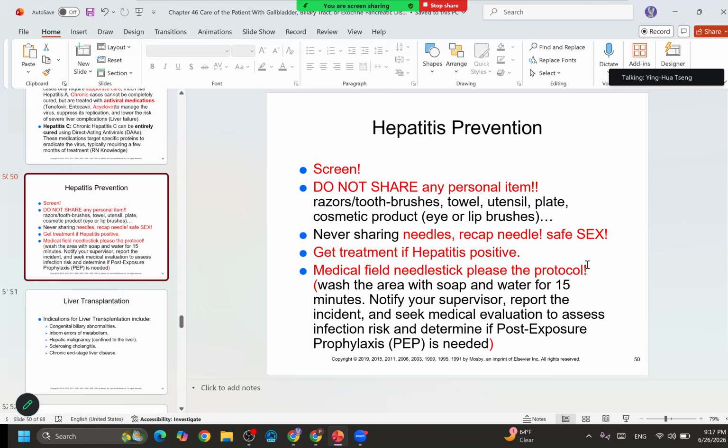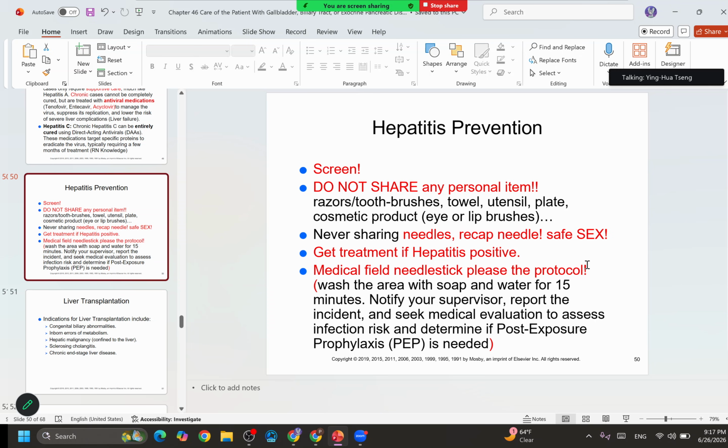So get treatment if hepatitis is positive. That means when you show positive, get treatment right away. Especially hepatitis A and C are treatable right now, no problem. Hepatitis B maybe not, and C maybe not. Okay. Medical field needle stick: please follow the protocol. Sorry, I forgot to say follow. I said please the protocol. Please follow the protocol. I was missing the follow.